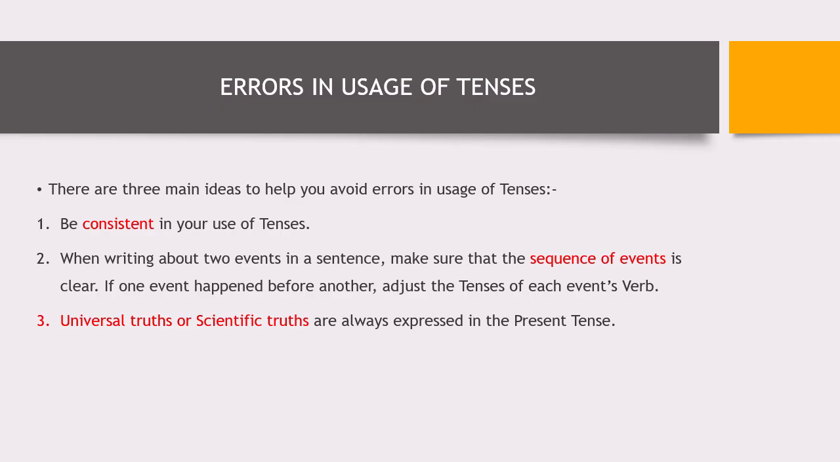Errors in usage of tenses. There are three main ideas to help you avoid errors in usage of tenses. 1. Be consistent in your use of tenses. 2. When writing about two events in a sentence, make sure that the sequence of events is clear. If one event happened before another, adjust the tenses of each event's verb. 3. Universal truths, or scientific truths, are always expressed in the present tense.